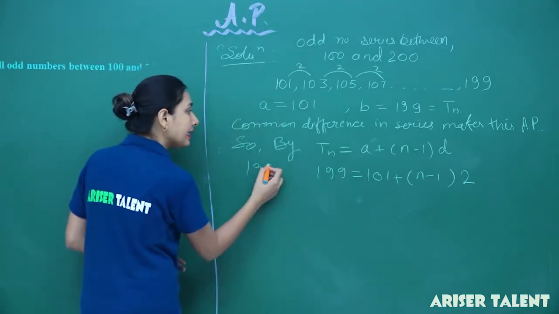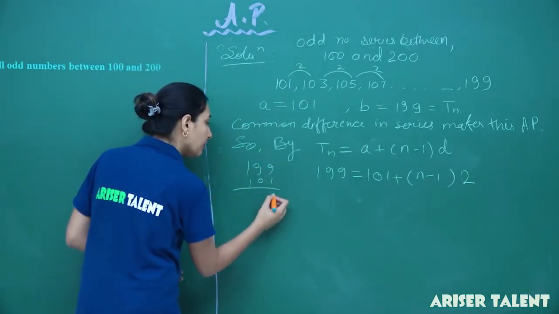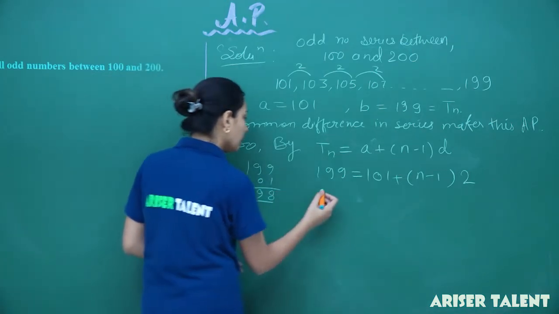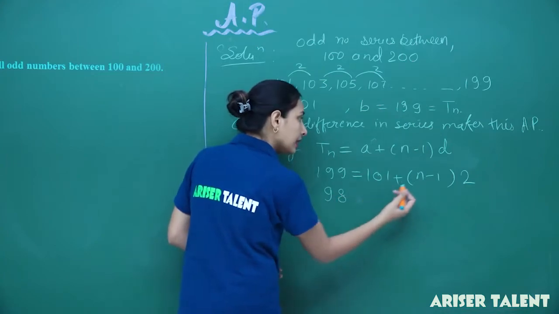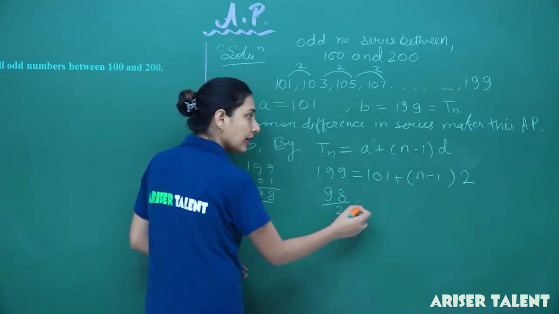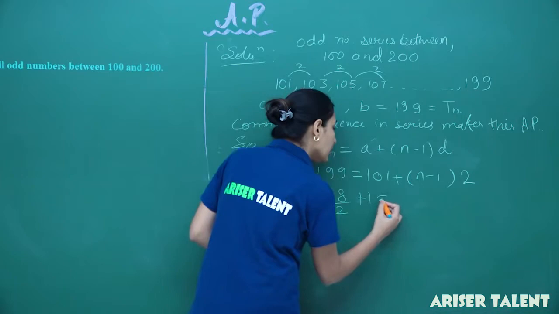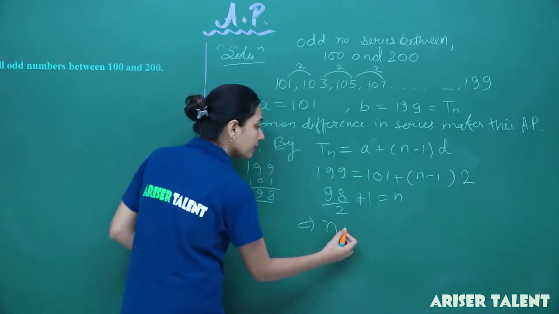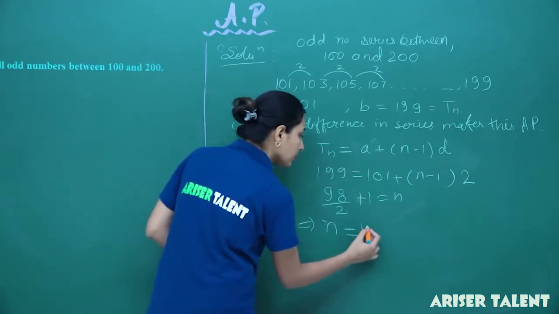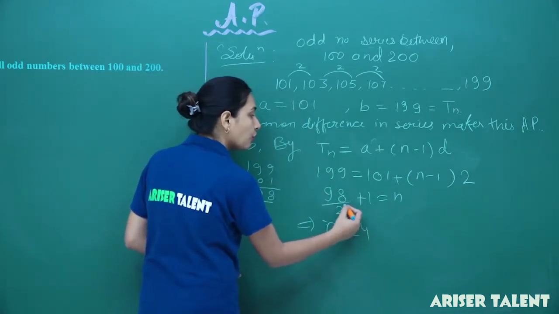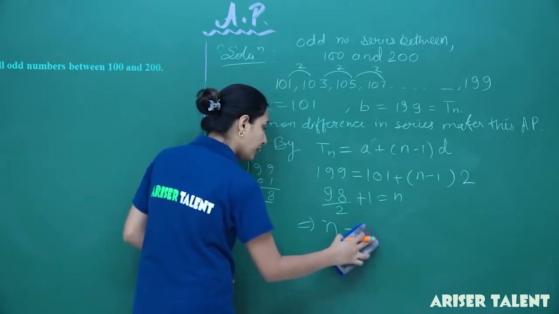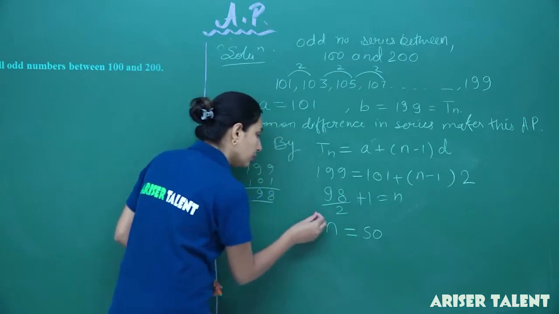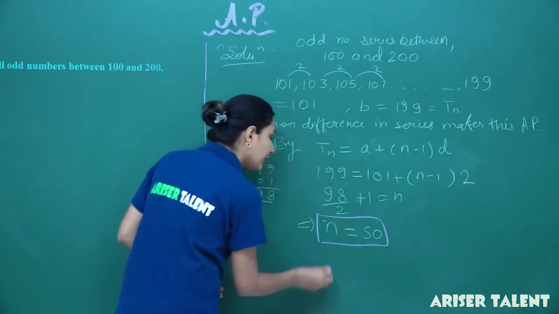Now 199 and 101 will give you what? You will subtract them. So it will give 98 to you. Then divide by 2 and then plus 1. This will be equal to n. From here I can say that n equals what? 98 by 2 is 49, so 49 plus 1 is what? 50. So I'll write 50 here. Okay. So n is equal to 50.